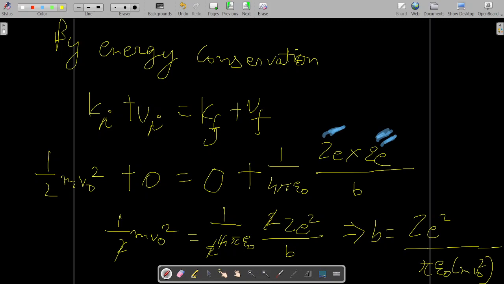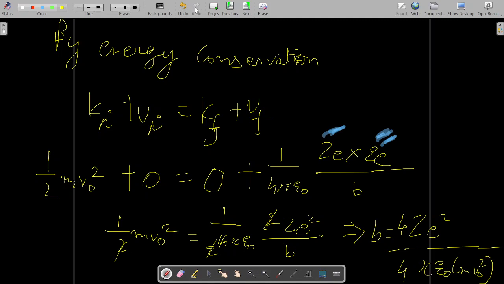Some people also write it like this, that they keep the 4 and 4 above and below as it is. For some reason they keep it like that. But even if you cancel the 4 and 4, it's okay.